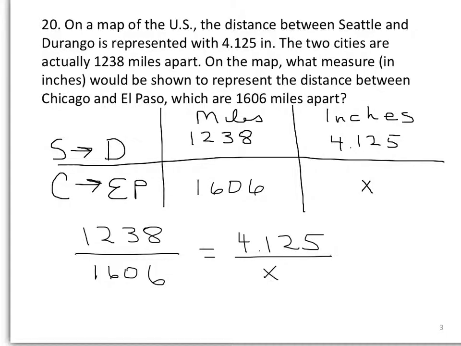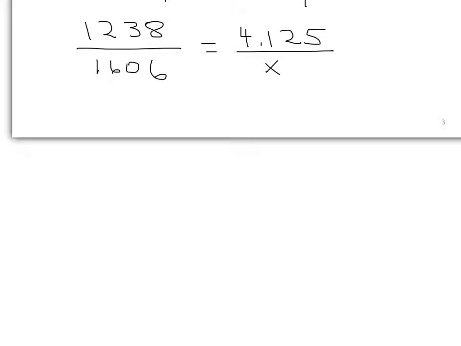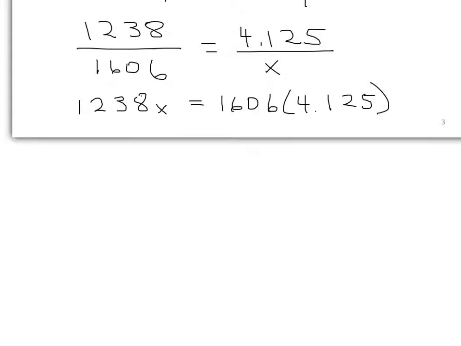And like I said earlier, whenever we see this, we want to cross multiply. Well, in this case, that's what you do. We're going to cross multiply 1238x equal to 1606 times 4.125. And then to solve for x, we're going to divide both sides by 1238 to get x by itself.